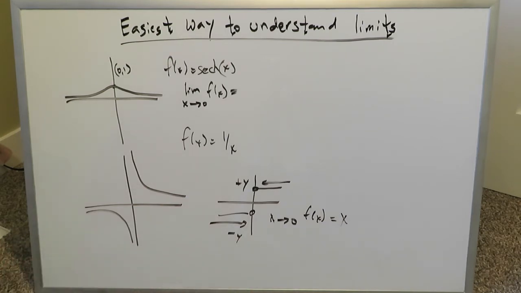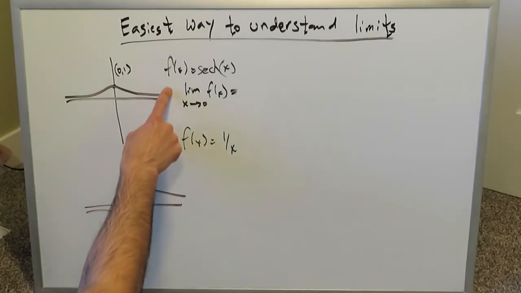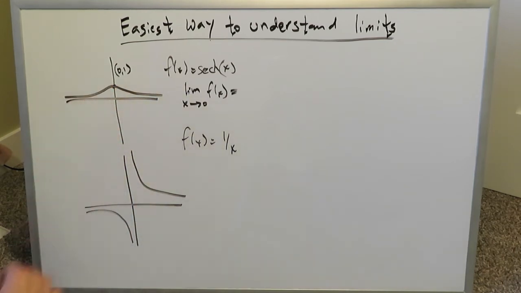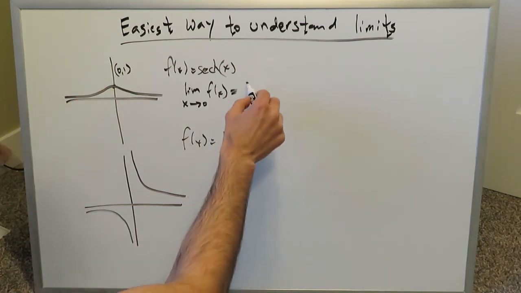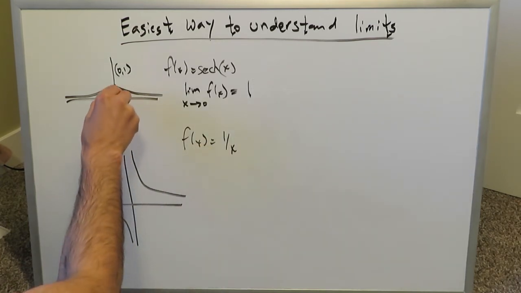But in this first example, the right side and the left side limits will exist. Just read your graph. As x-axis values are approaching 0 from the right and from the left, your function, where does it go up to? Look at the y-axis values. It goes up to 1. So the answer here would be 1. All you have to do is read the graph. At an x-axis value of 0, your function approaches 1.